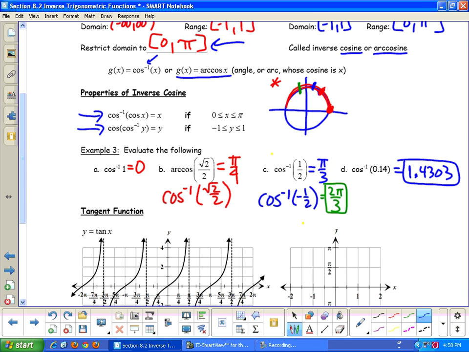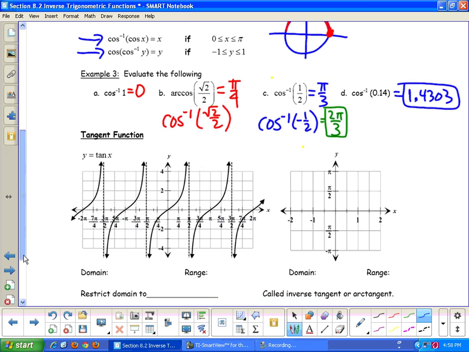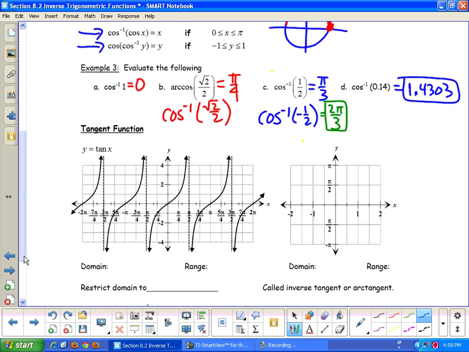So that would be my angle, because when you're doing the inverse, you're actually finding the angle. So the last one we want to look at is the tangent function. For the tangent function, here's my graph, and if we look at this, again, this does not pass the horizontal line test, which means that the tangent does not have a one-to-one correspondence. So we want to restrict the domain values so that it does have a one-to-one correspondence.